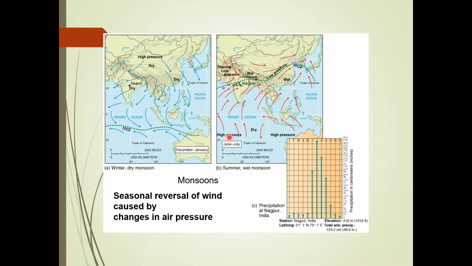Now there's a higher pressure system located over the water, and that clockwise motion now is moisture laden. So these winds come in, the moisture condenses out of them, and that's the monsoon. You see here from this yearly precipitation graph how there's very little rain falling in these months right here, the winter months, but look how those numbers shoot up in the summertime, June, July, August, into September. So, seasonal reversal of the wind caused by these changes in air pressure.